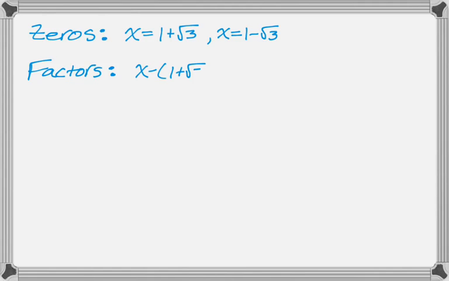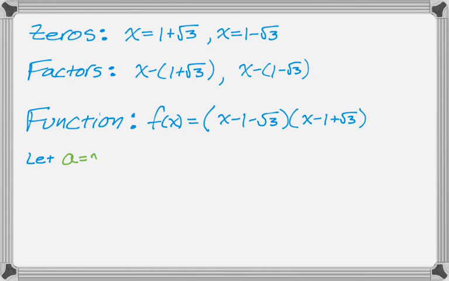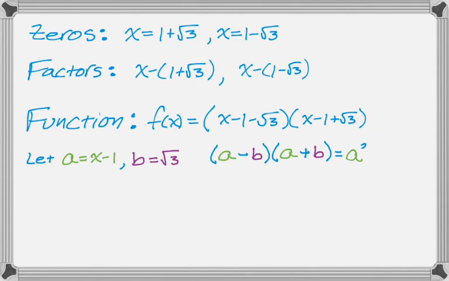So the factors are x minus the quantity 1 plus radical 3, and x minus the quantity 1 minus radical 3. To find the function, which I'm going to call f of x again, I'm just going to multiply these factors. That's essentially what you always do: you find the factors and then you multiply the factors to get back to the polynomial. At this point, I'm going to make an observation. Both of these have an x minus 1, so I'm going to say a is equal to x minus 1, and b is equal to radical 3. If you do that, what we have here is just the quantity a minus b times the quantity a plus b, and I know that's going to be a squared minus b squared.